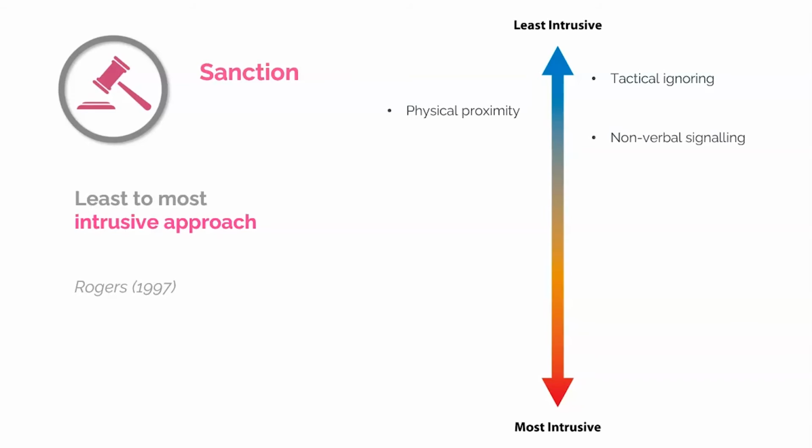Using physical proximity also provides you with an opportunity to assess progress and also makes you more accessible for those students who might not be too confident about asking for help in the session. With non-verbal signalling or silent signals, you and your students can communicate tactfully and discreetly without drawing the attention of the rest of the class.